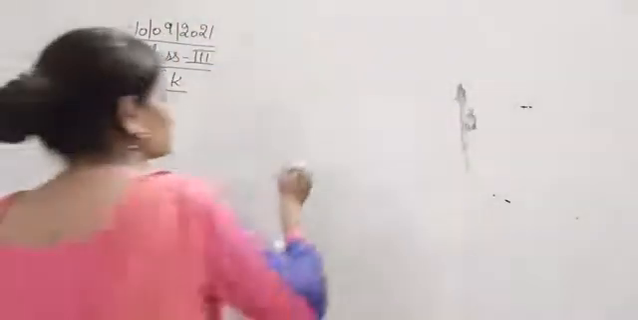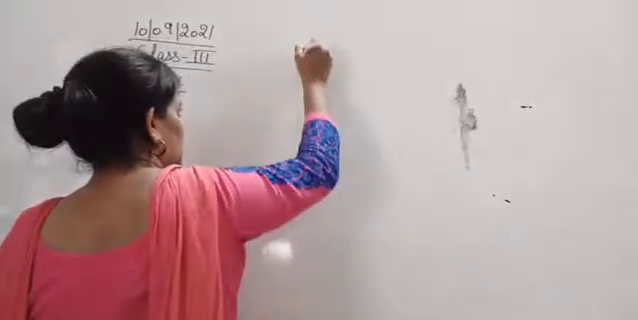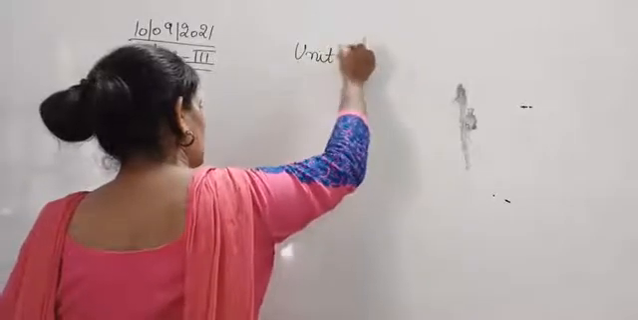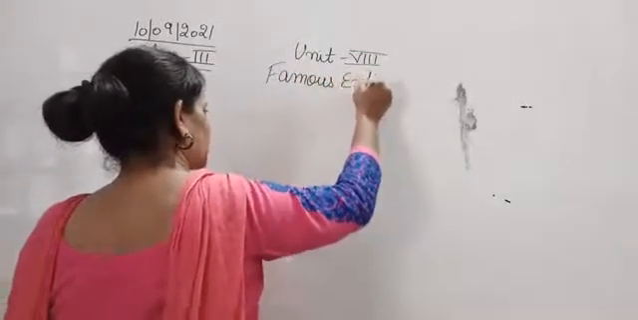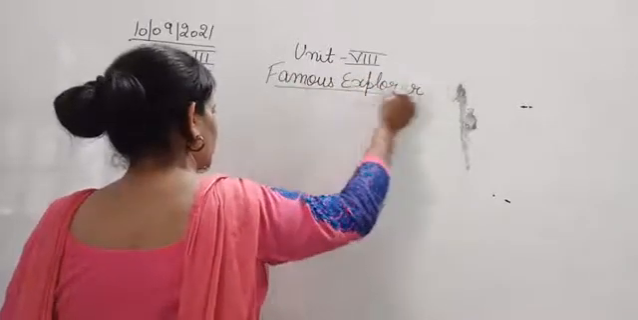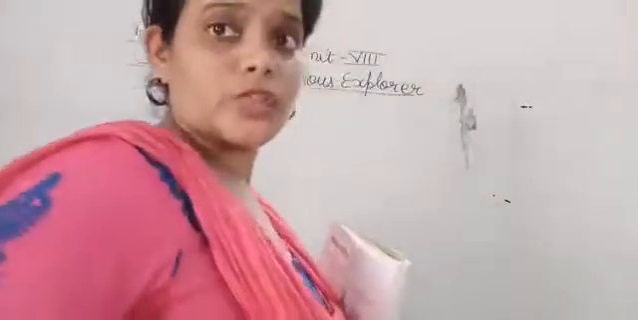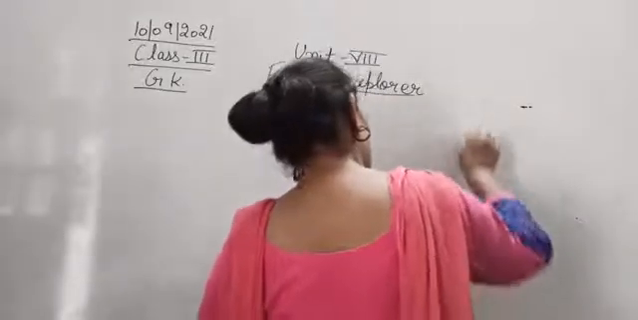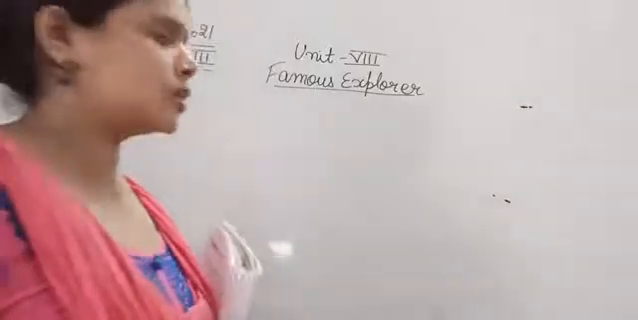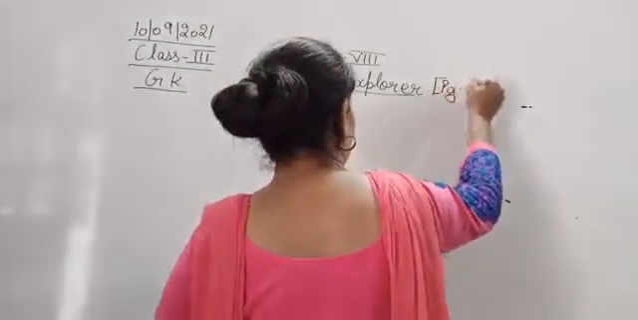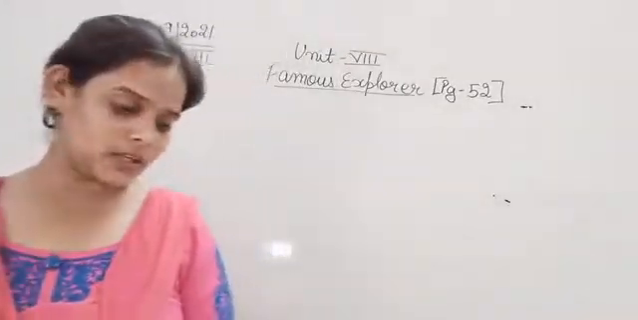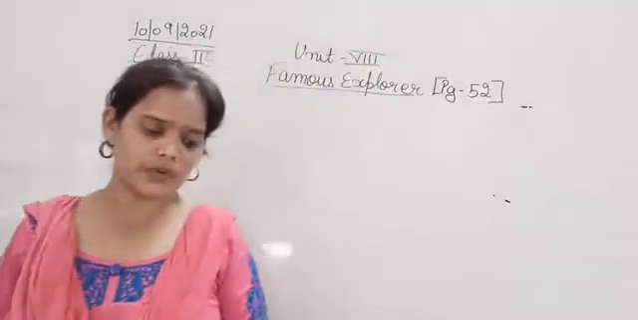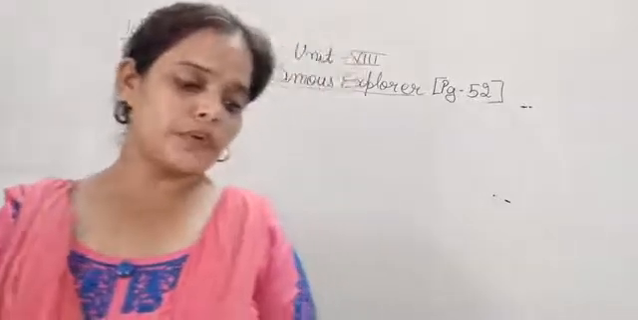So I am just writing the topic here. Unit number is 8. Unit 8. The topic is famous explorers. Famous explorers, which is given at page number 52. Famous explorer topic is given at page number 52. Here it is given: an explorer is a person who travels to unknown places to learn more about them. Read about some explorers here.